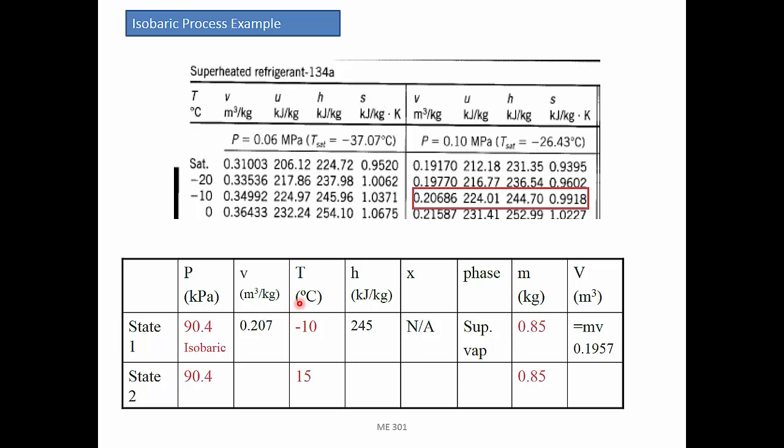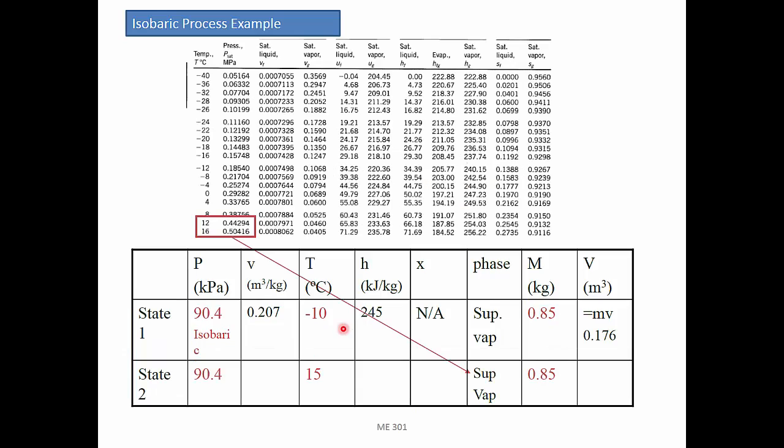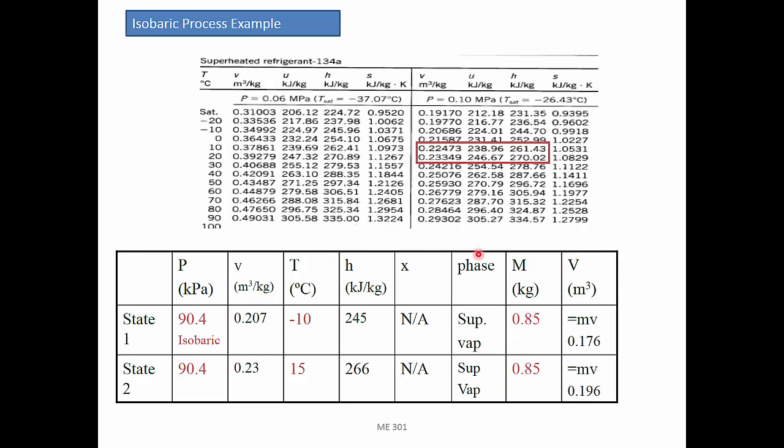Follow the same process. We will find that state 2 is also a superheated vapor. Go to the superheated table, 15 degrees, using pressure at 0.1 megapascal as approximation. We can find all of the rest of the properties in the table.